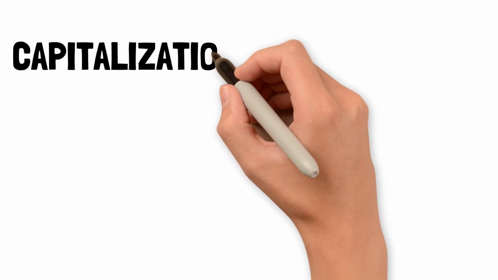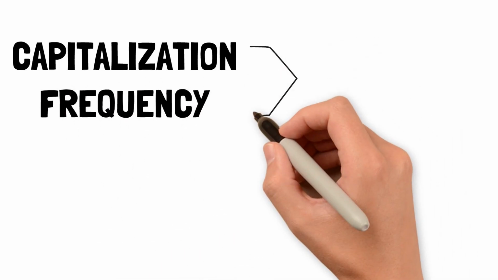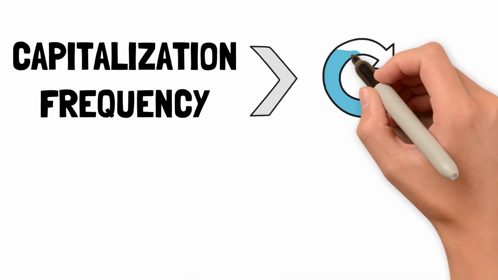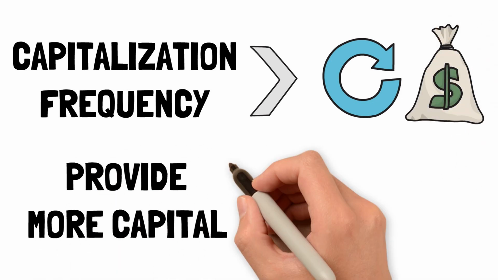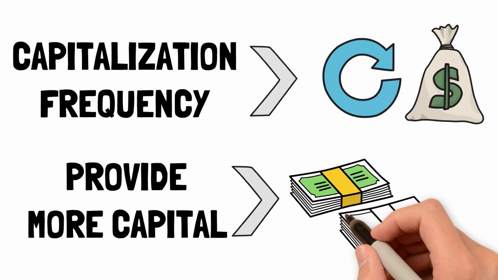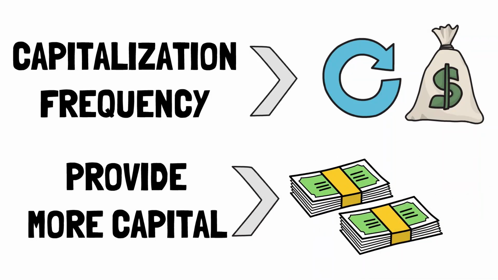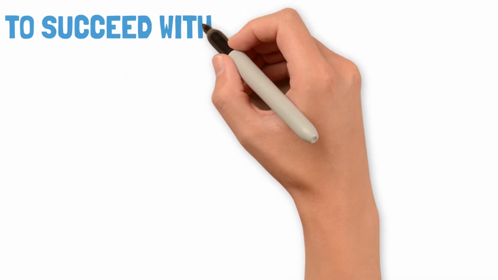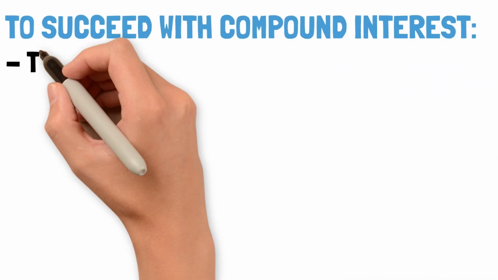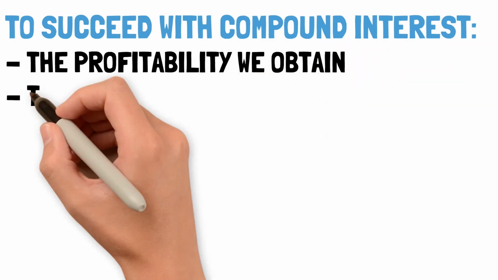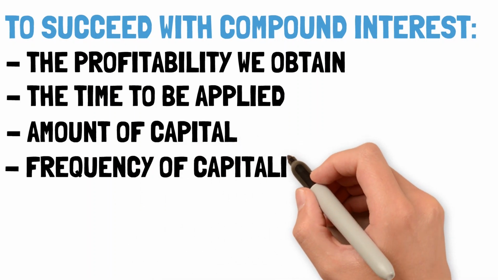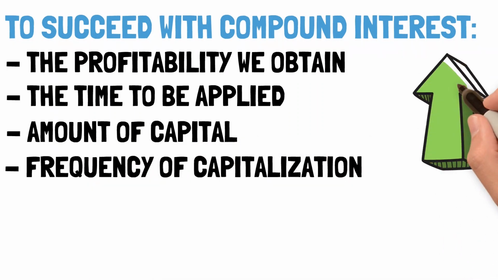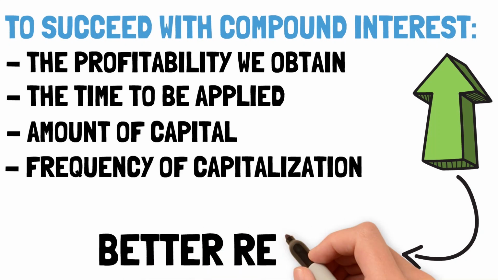There are more factors that can make this effect even better, like the frequency of compounding, which is simply how often you earn your profits and reinvest them. This and contributing capital more frequently, instead of doing it once a year, whether monthly or quarterly, makes it even more interesting. In summary, we will succeed in using compound interest based on the profitability we can achieve, the time it is applied, the greater capital we can invest, and the capitalization frequency. The better these factors are, the better our results will be.